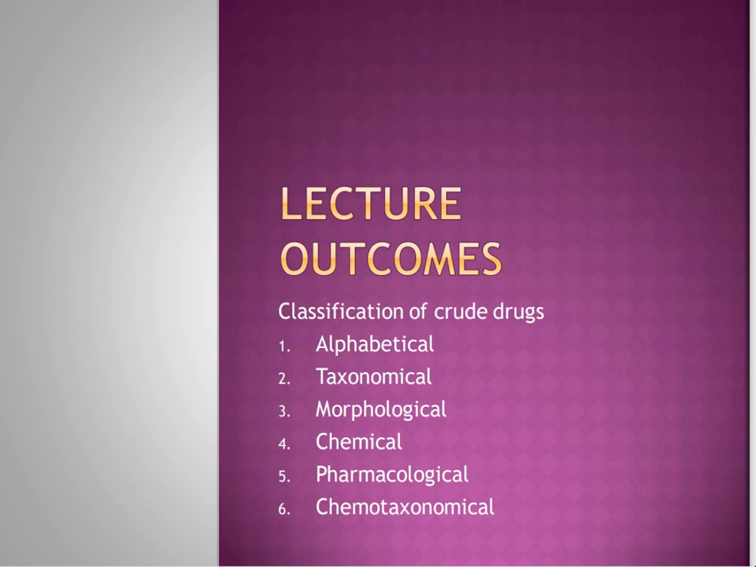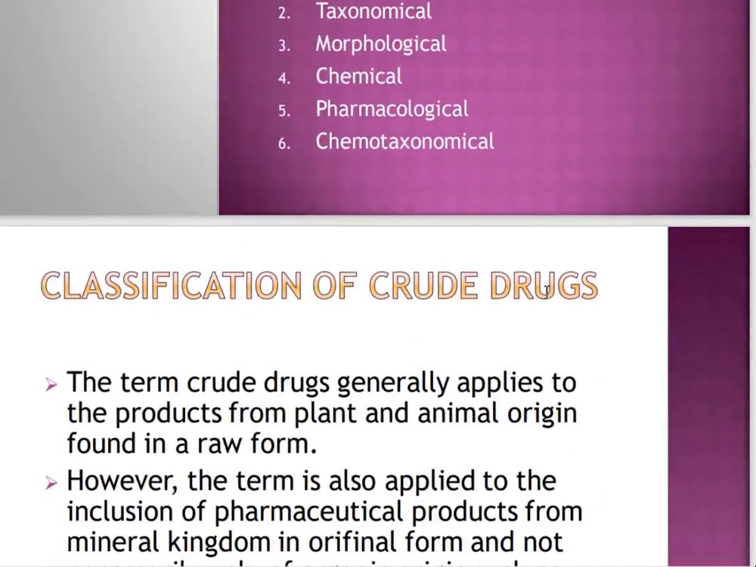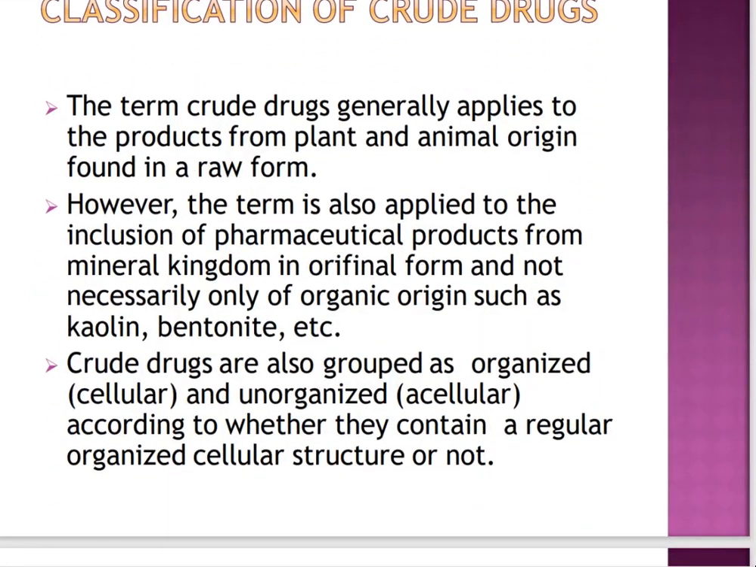But first, let's understand what is crude drug. Crude drugs are nothing but the drugs which are from plant or animal origin, but which are found in the raw form. They also include pharmaceutical products from the mineral kingdom. It is not necessary whether it is of organic form or not, like bentonite. Some minerals or crude drugs are of inorganic forms also.